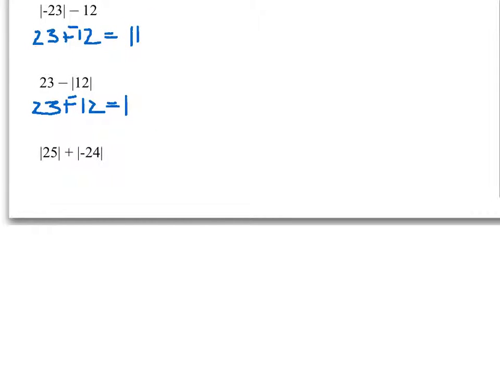Next one. Here we have two sets of absolute value. One is not inside the other, so we can do them both at once because they're all in the same step.